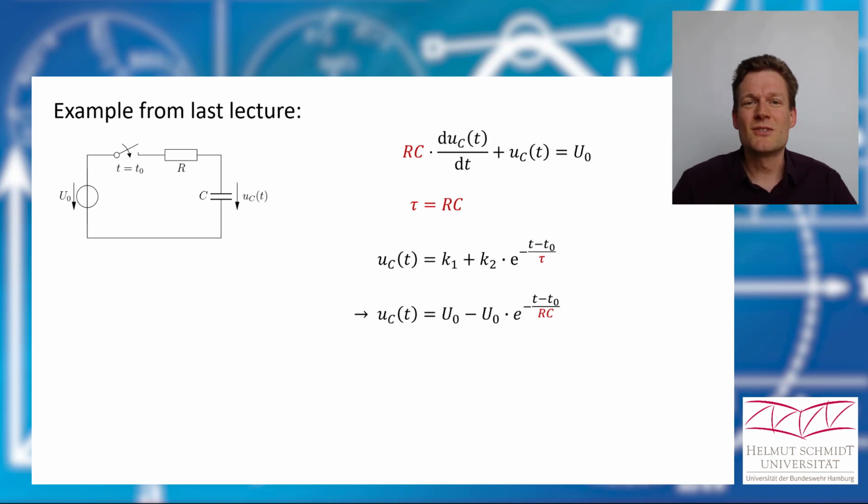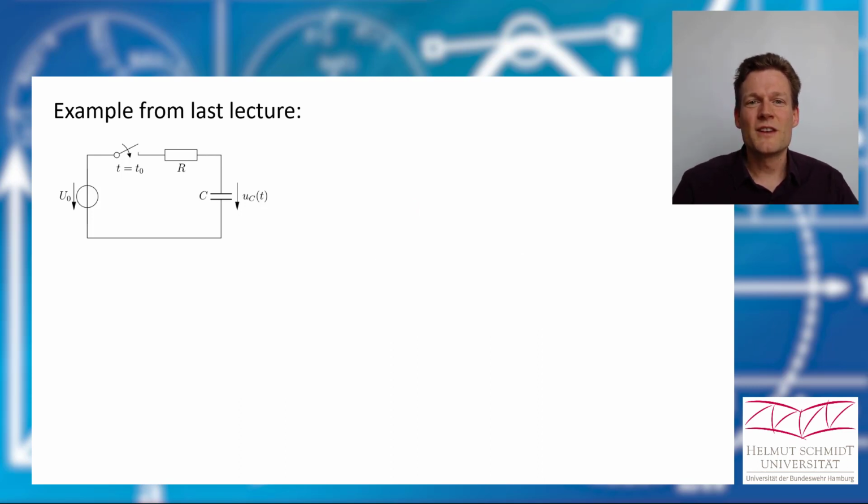There is a way to get tau directly from the circuit, and today I will show you that trick. Okay, again, this is the circuit from our last lecture. And we found out that tau looks like this. It's R times C.